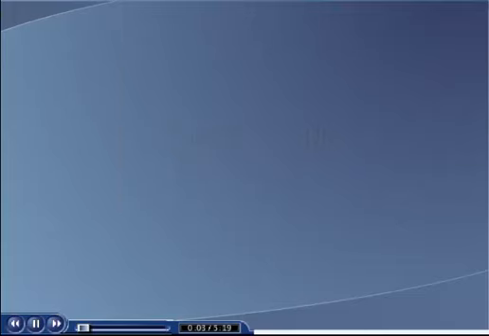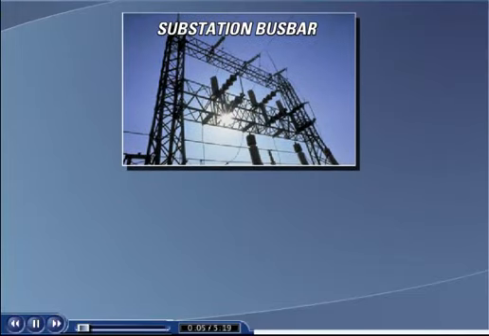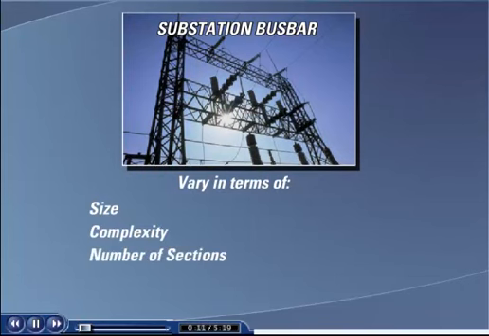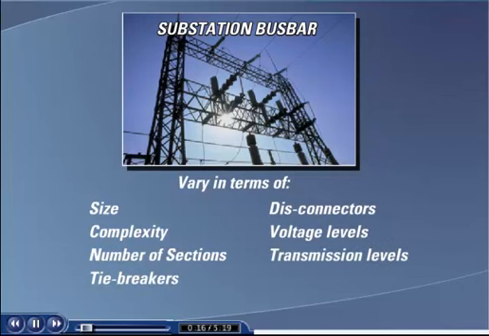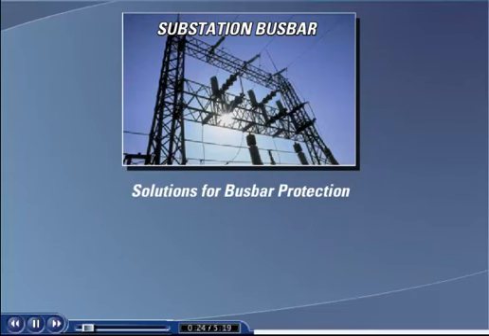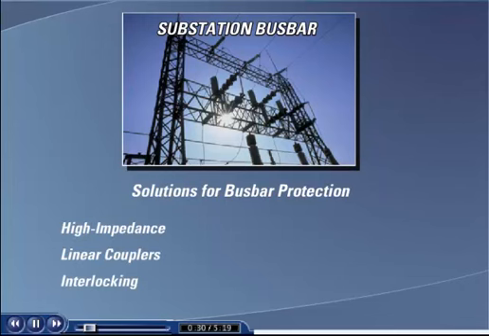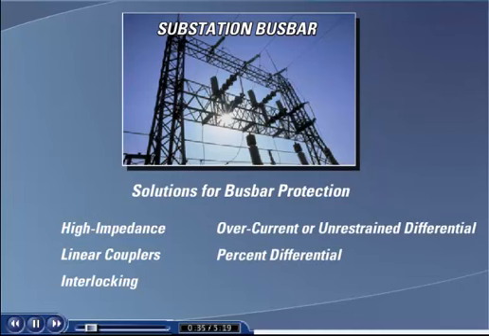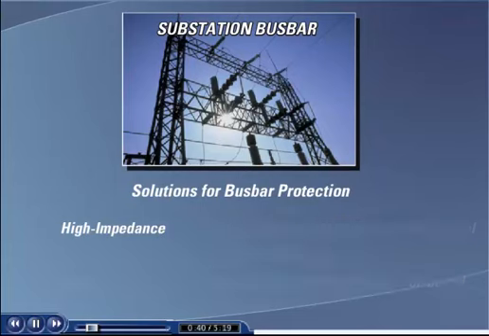Bus protection. Power system busbars vary significantly in terms of their size, meaning the number of circuits connected, complexity, number of sections, tie breakers, disconnectors, voltage levels, transmission levels, and distribution levels. In the past, these technical aspects combined with economic factors led to a number of solutions for busbar protection. The most common schemes are high impedance, linear couplers, interlocking, overcurrent or unrestrained differential, percent differential, and finally low impedance microprocessor based. Let's take a look at the operation of each.